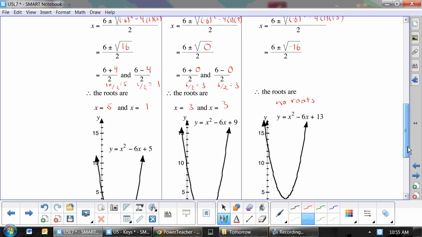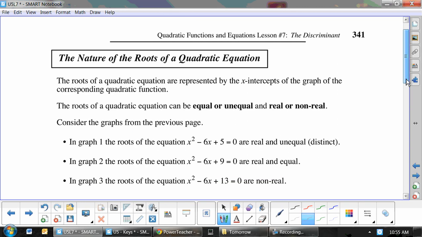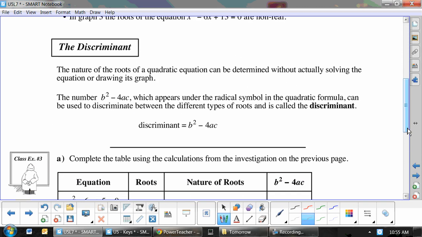So the key to this lesson, you'll notice, has to do with this. Okay? So if we flip the page over, go down to here. The part of our quadratic formula that's under that square root sign is called the discriminant. And the discriminant's important because it'll tell us whether we have 1 root, 0 roots, or 2 roots, right?